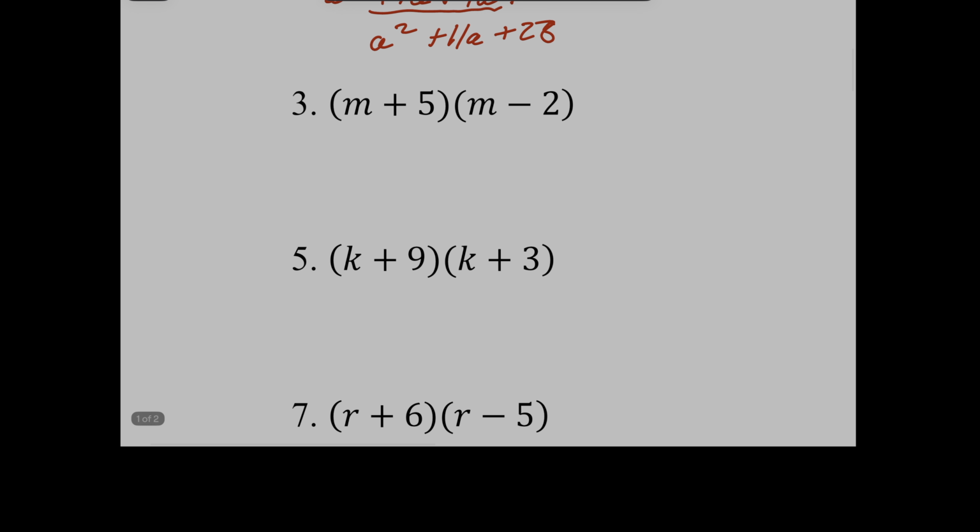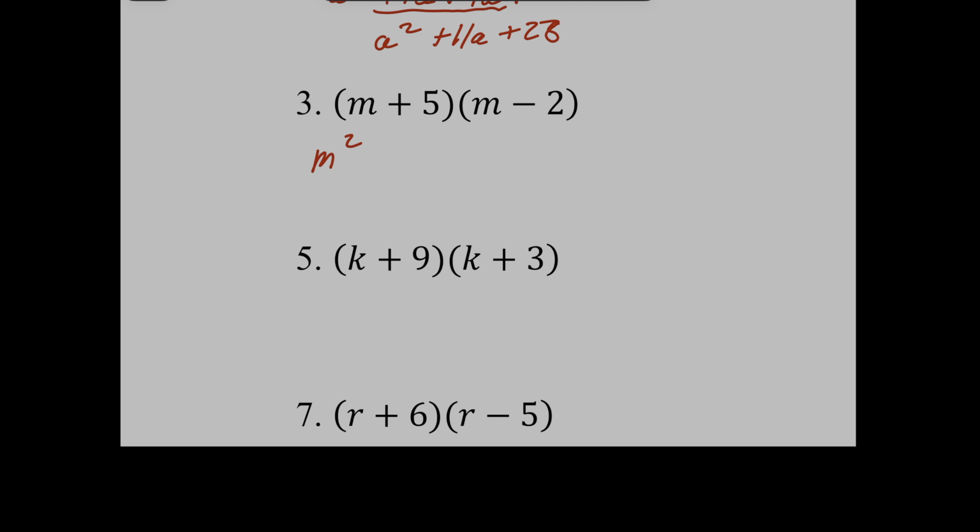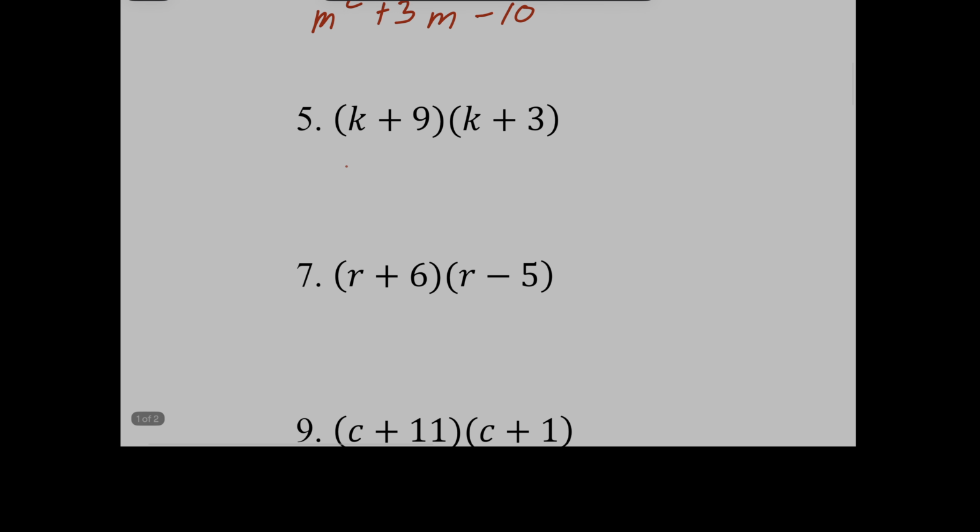So now let's just go through on this. I know this is going to be an m squared and an m. I add them, I get a positive 3. I multiply them, and I get a negative 10. It's really that simple, guys. I'm going to just keep going down the column for ease. I'm going to have a k squared and a k. My middle term is going to be when I add. My third term is going to be when I multiply.